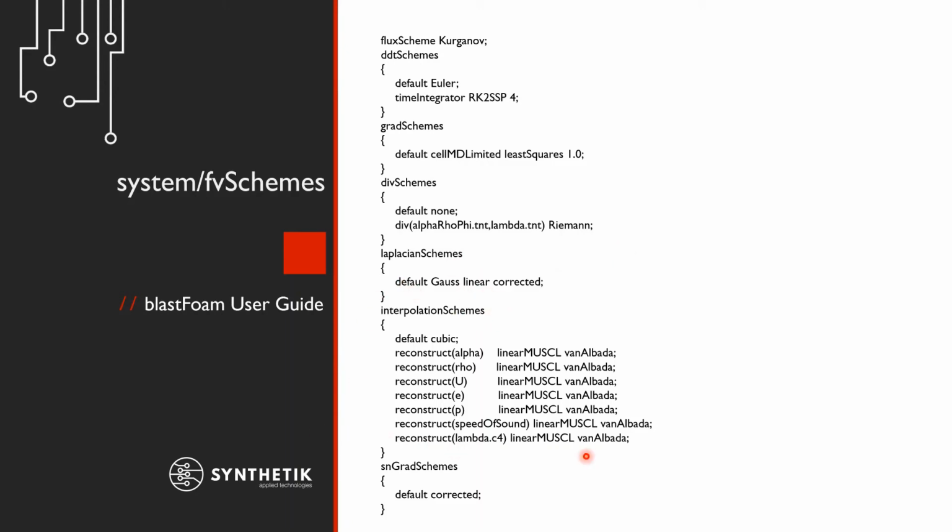Lastly, we have our interpolation schemes here. So default is cubic. It's not really used, I don't think. But then these reconstructions, we're going to be using the linear MUSCL with the Van Albada limiter. And here, usually you have to specify a V, basically to say to limit directions independently for like velocity or something. That's done by default for all of these, so you don't have to do that. It's just a scalar limiter because it does components individually.